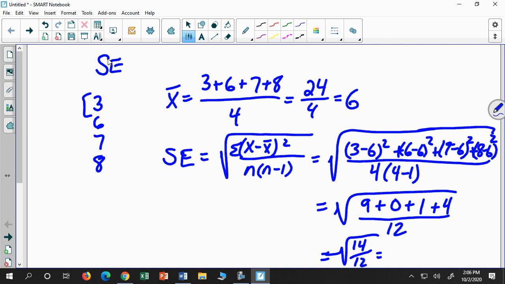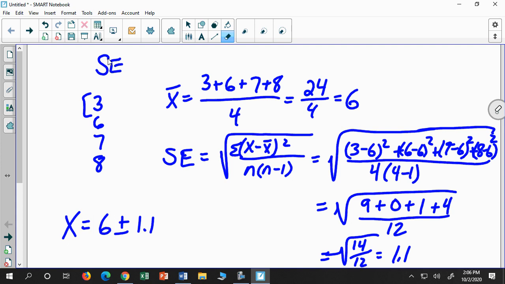And so I get a value of 1.1. And so if I were to represent the value for x, I would say that x is equal to 6 plus or minus 1.1. Or really, to keep my sig figs correct, I would say 6 plus or minus 1. That is how I would represent that value.